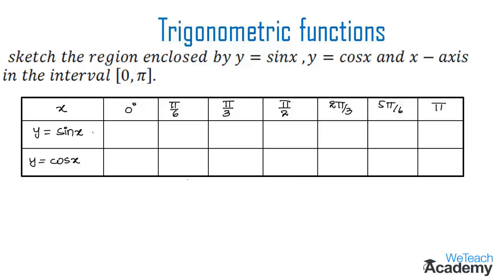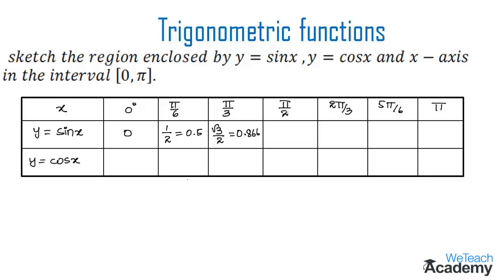So first let us substitute 0. By substituting we get sin 0, and the value of sin 0 is 0. And then pi by 6. So sin pi by 6 is 1 by 2, which is equal to 0.5. And then we have 60 degrees, which is pi by 3. So sin 60 degrees is root 3 by 2, which is equal to 0.866. And the next radian, pi by 2.